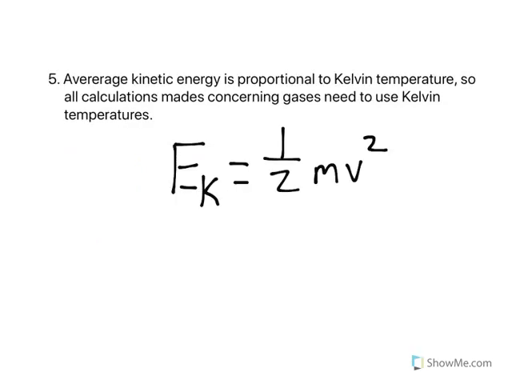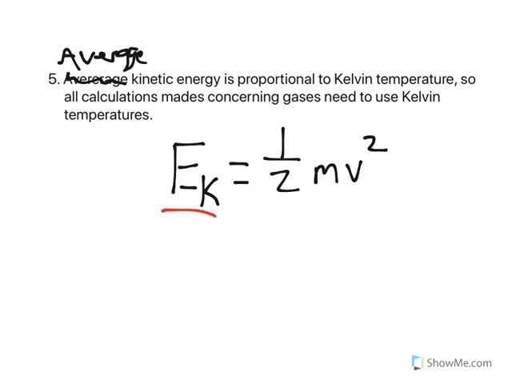And last, postulate 5. Oh, look at me, I've misspelled average. I still misspelled it. Oh well. The average kinetic energy of a substance is proportional to its Kelvin temperature. So any calculations that you make need to use Kelvin temperatures. So if we were to think about the equation for kinetic energy, the kinetic energy of a substance equals 1/2 times its mass times its velocity squared.